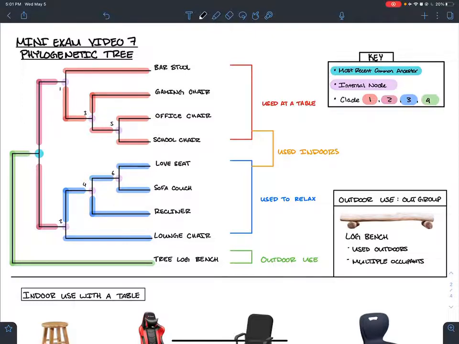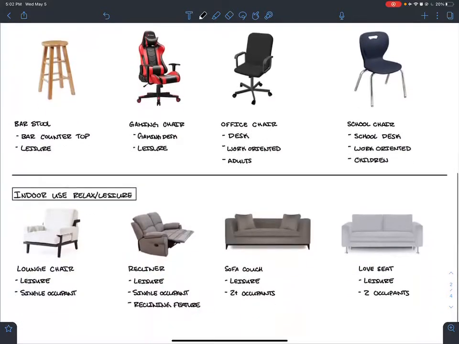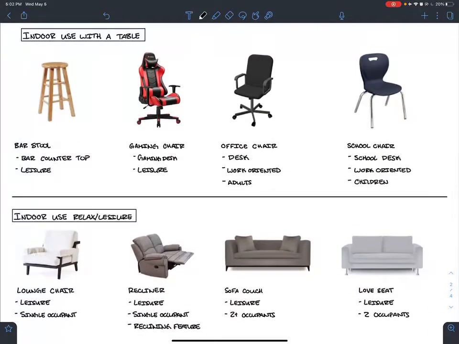Within the blue clade, there are internal nodes 2, 4, and 6. Anagenesis occurs at internal nodes 2 and 4, resulting in the speciation of the lounge chair and recliner, respectively. Cladogenesis occurs at internal node 6, resulting in the speciation of the sofa, couch, and love seat. Below the tree, I have the individual chair species covered in depth with their OTU characteristics.